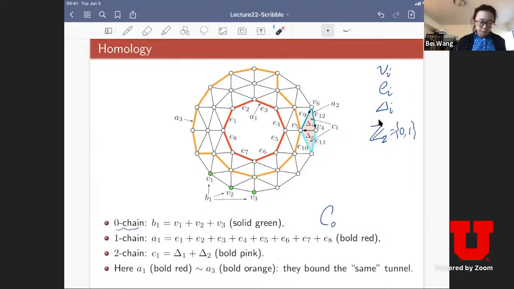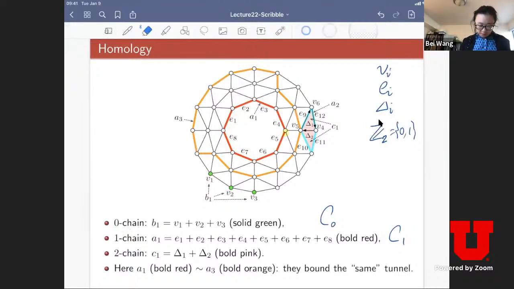Now, a 1-chain, whose whole set is called C1, is a linear combination of edges, okay? And in this case, we're just looking at A1, which is the linear combination of those edges in the very inner circle of this triangulated annulus, okay? So basically A1 is equal to E1 plus E2, E3, E4, E5, E6, E7, E8. It's just a linear combination, okay? So that is my 1-dimensional chain.